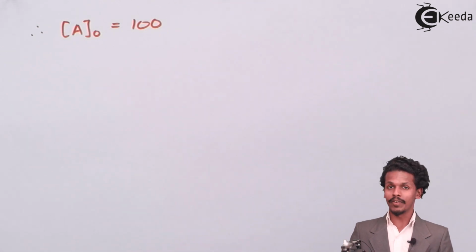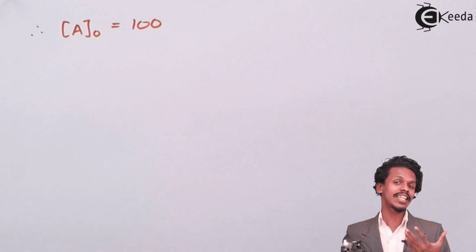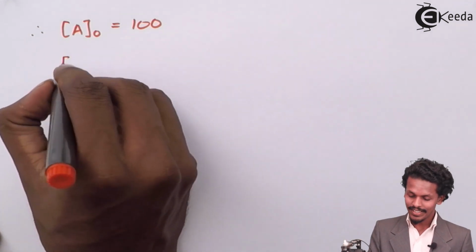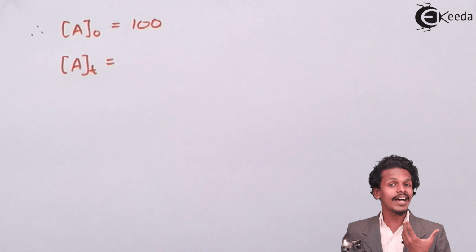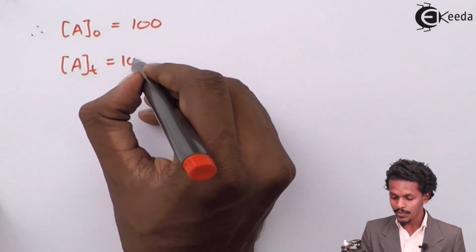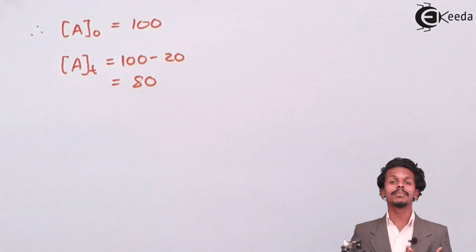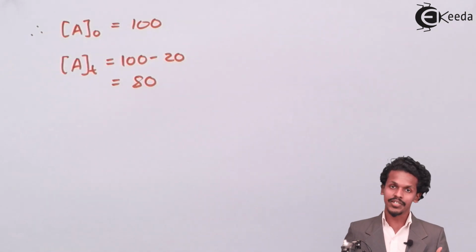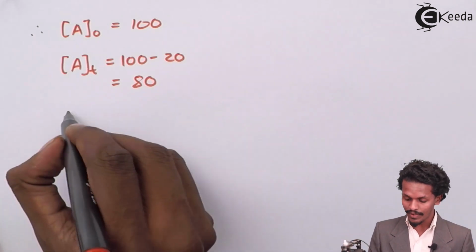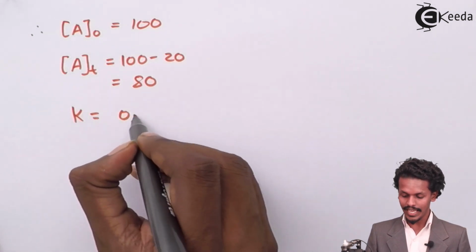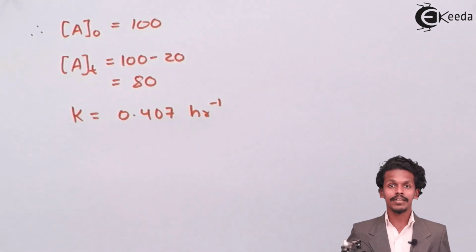So after this, 20% of the reactant has disappeared, meaning out of 100 moles per dm cube, 20% has disappeared. What is left with us? We represent that by 80, and 80 means the concentration of reactant which is unreacted. So 20% has reacted out of 100, which means 80% is left, or I could say 80 moles per dm cube is the concentration of reactant left. And we have recently calculated the value of K also, which is 0.407 hour inverse.